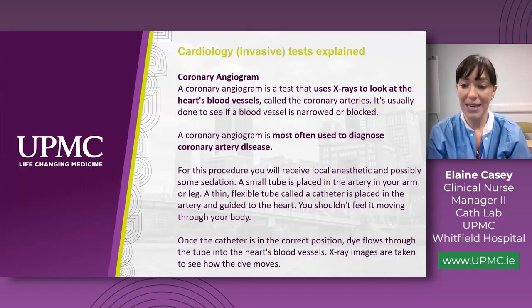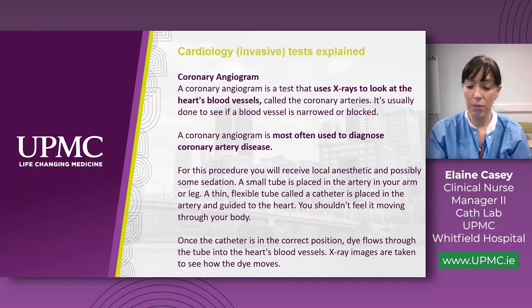A small tube is placed in the artery in your arm or leg. A thin flexible tube called a catheter is placed in the artery and guided to your heart. You shouldn't feel it moving through your body. Once the catheter is in the correct position, dye flows through the tube into the heart's blood vessels, and X-ray images are taken to see how the dye moves.